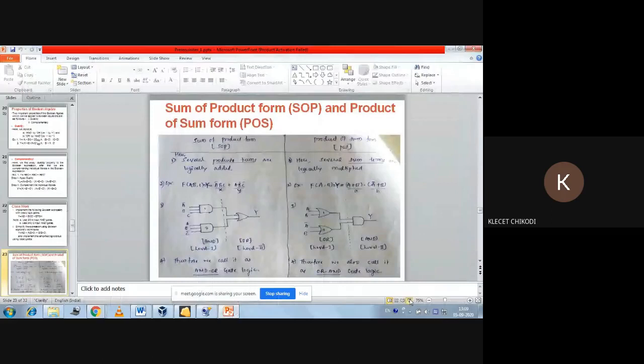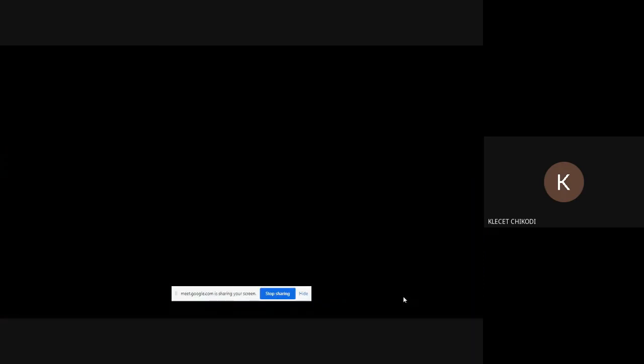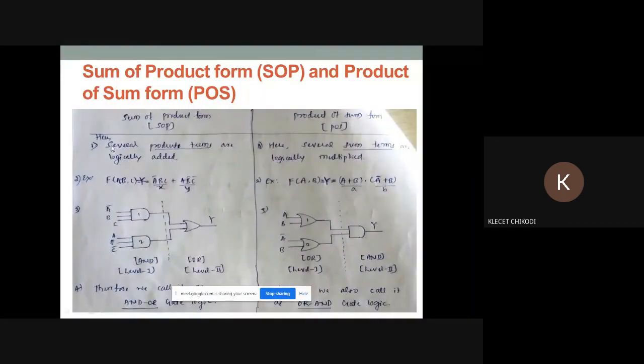You can see here the sum of product form. First, what I have done is I have explained both SOP and POS, that is, sum of product and product of sum. We have compared those so that you can better understand both of them.